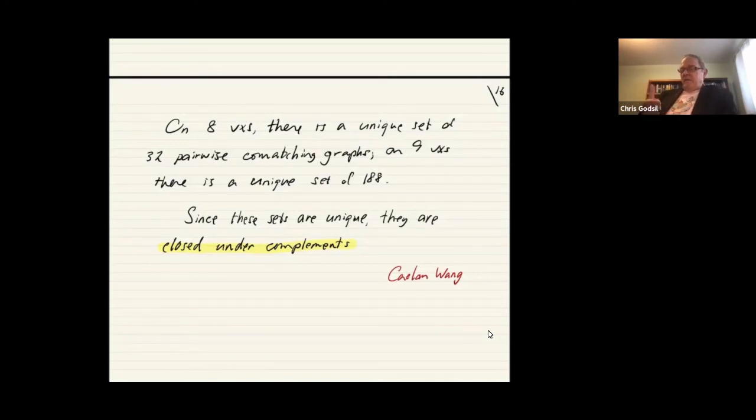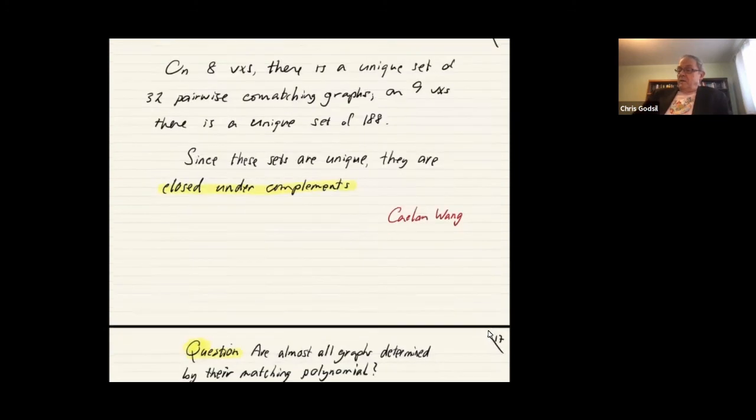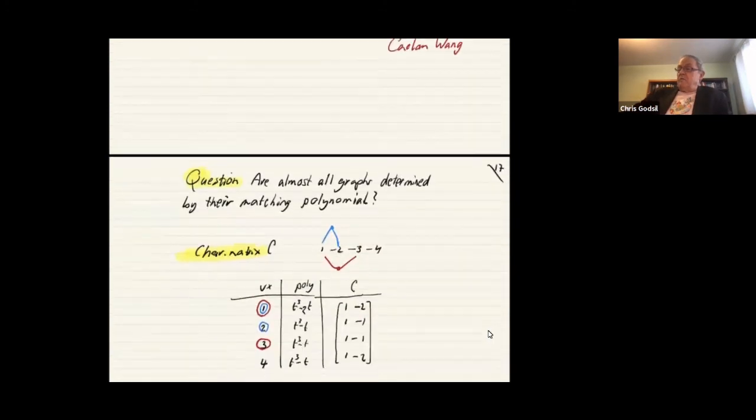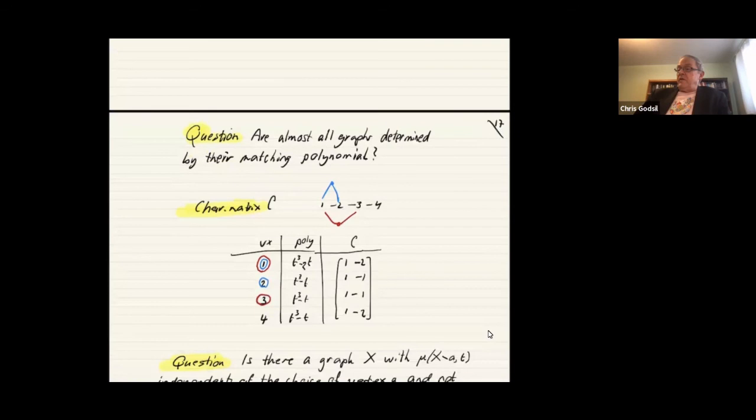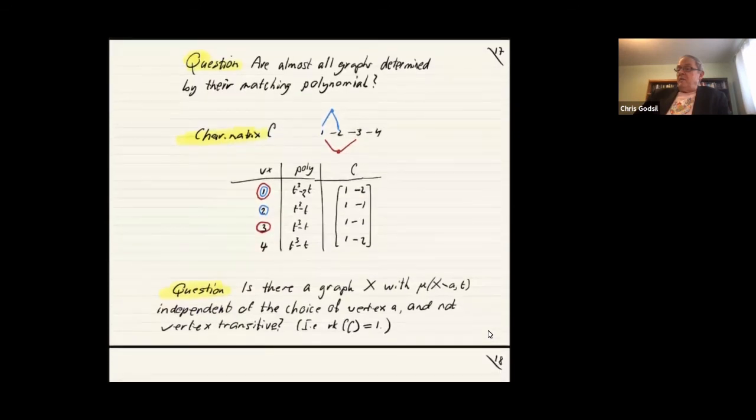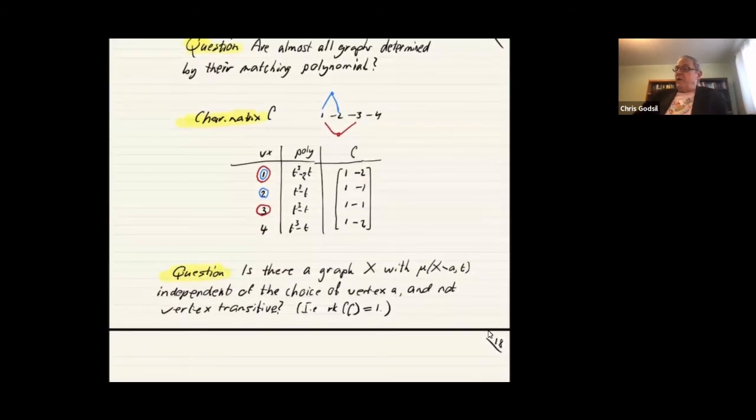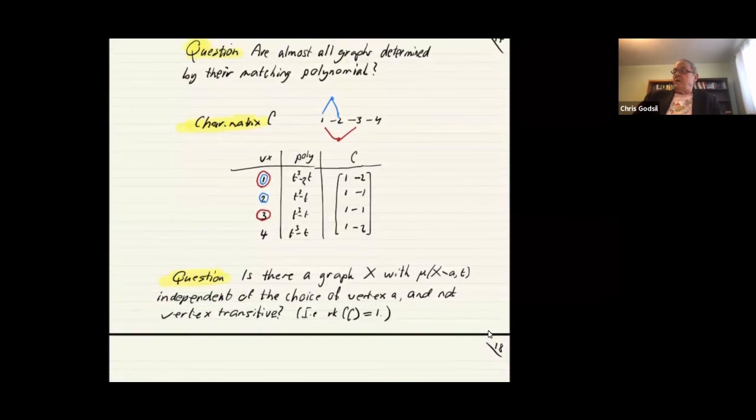Now, I haven't gone through and checked. Some of those graphs could be self-complementary, but they're not all going to be self-complementary. There's not enough. And on 9 vertices, there's a unique set of size 188. And so this leads me to the question I've been hinting at: are almost all graphs determined by their matching polynomial?